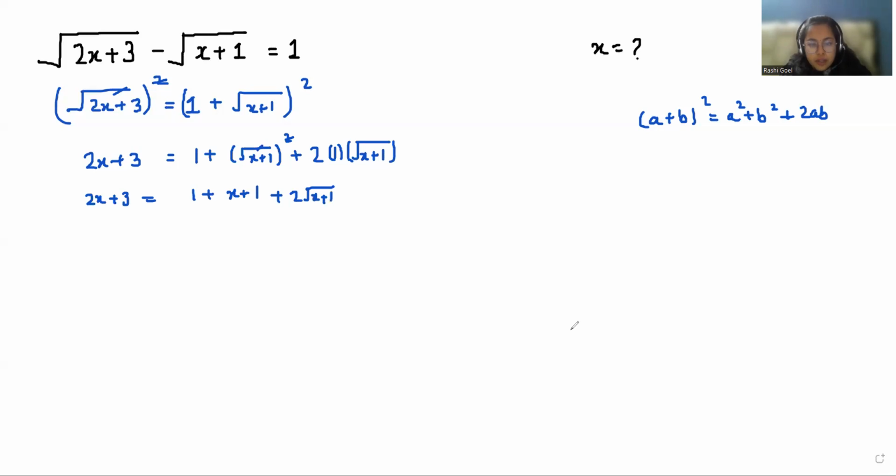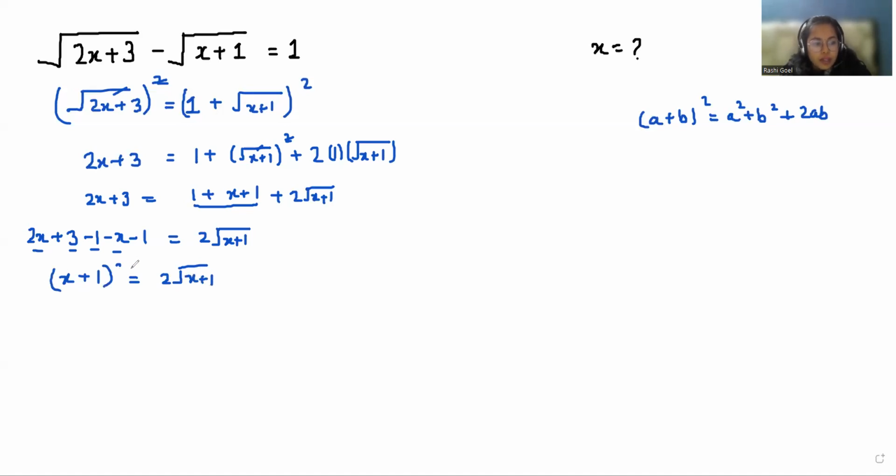Now I'll separate the terms. So we'll take all the terms to the left hand side. So 2x plus 3 minus 1 minus x minus 1 is equal to 2 times square root of x plus 1. Now 2x minus x is x, 3 minus 1 is 2, 2 minus 1 is 1, so x plus 1 is equal to 2 under root x plus 1.